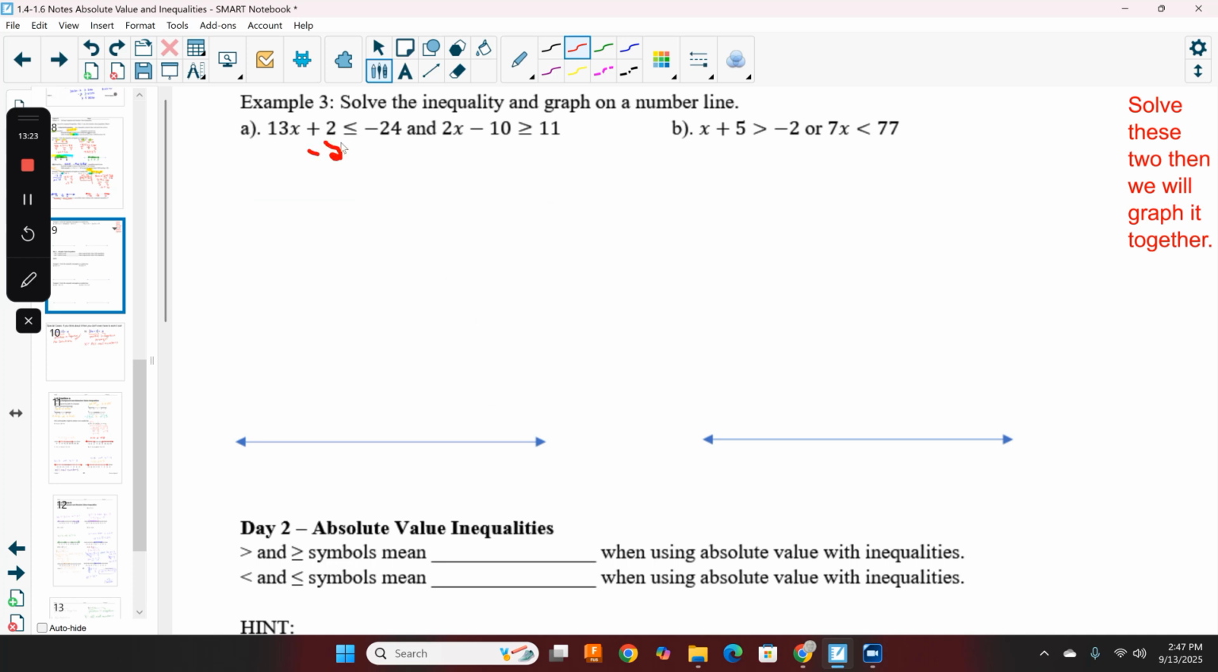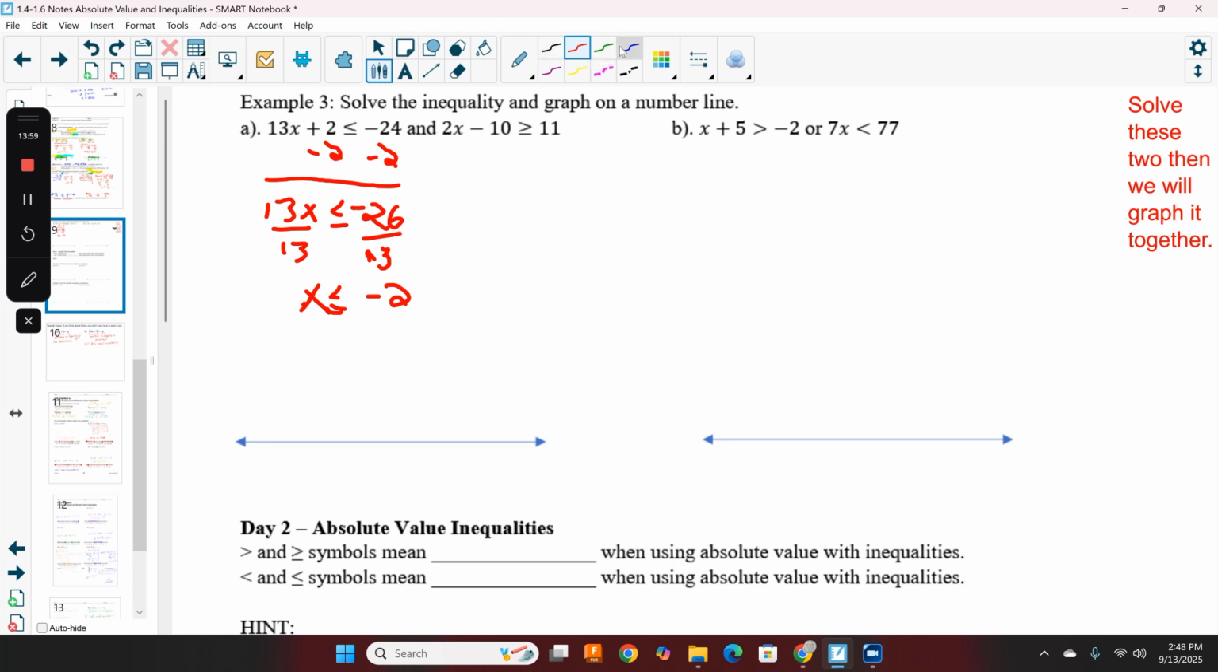Subtract 2. This is an and written separately. So we subtract 2. So what do we got? We got 13x is less than or equal to negative 26. Divide by 13. X is less than or equal to, what? Negative 2. So x is less than or equal to negative 2.